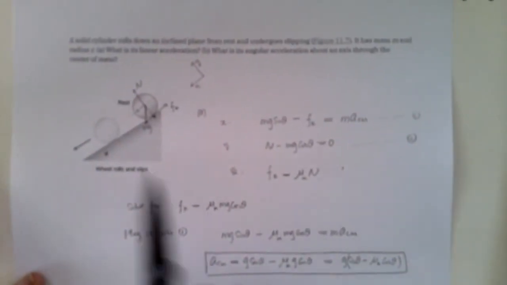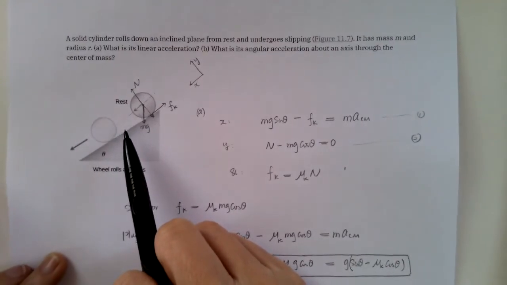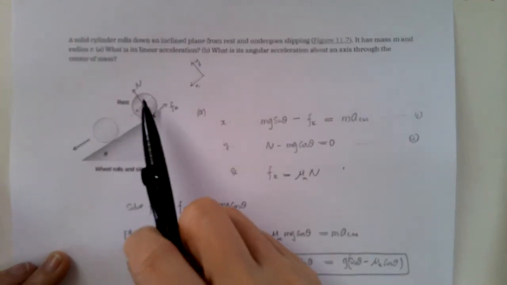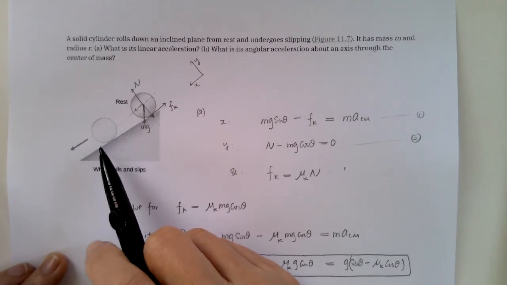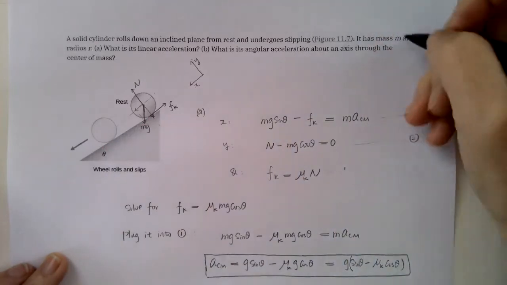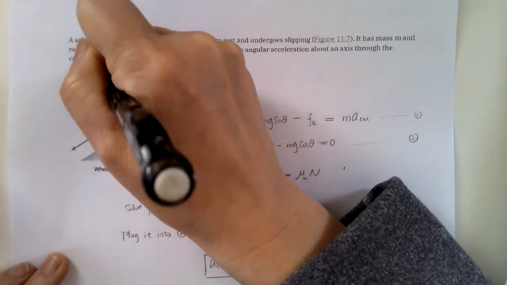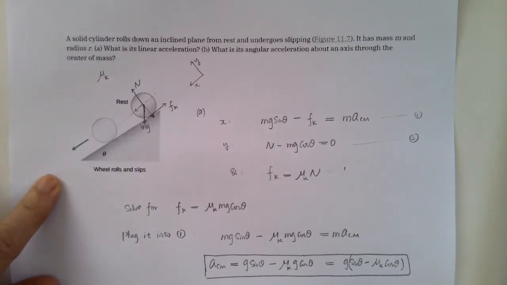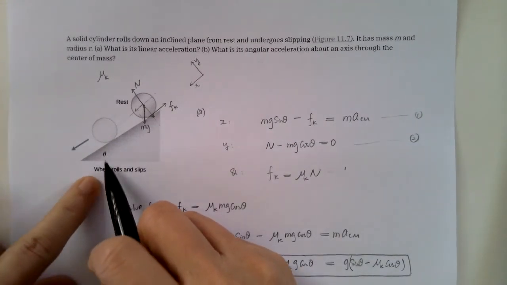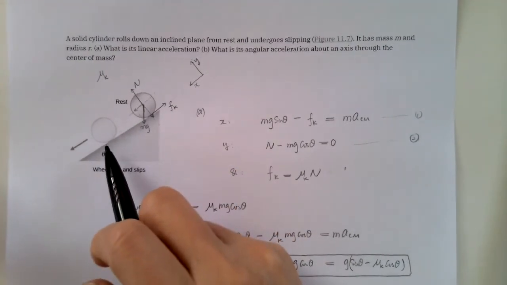Second problem, what we see here. We see a similar problem. Let me zoom in here. Still, we have a solid cylinder rolling down along this inclined plane right here. We know the mass m and the radius r here, and we also know the kinetic friction coefficient is mu sub k here. So this is the wheel or cylinder that rolls and slips. It is slipping along the plane here.